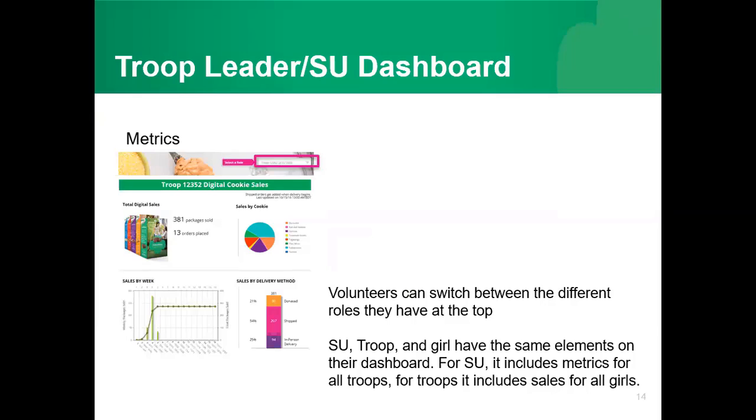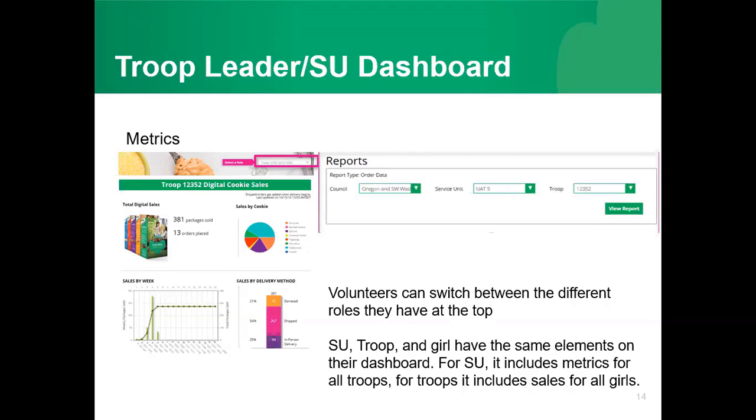So, troop leader and volunteer view. You will be able to switch at the top of the site between looking at your troop or looking at your girls. Service unit, troop, and girl all have pretty much the same elements on their dashboard. It's going to show you the type of cookies you've sold by variety, how many total orders, and how many packages were sold. It'll also show you what was donated, what was shipped, and what you did as DOC in hand, and we'll talk more about that in just a moment.